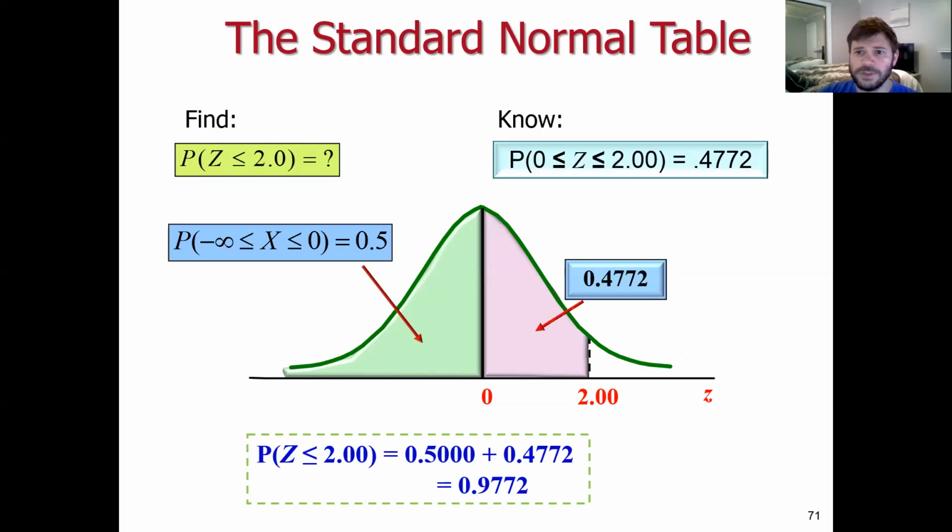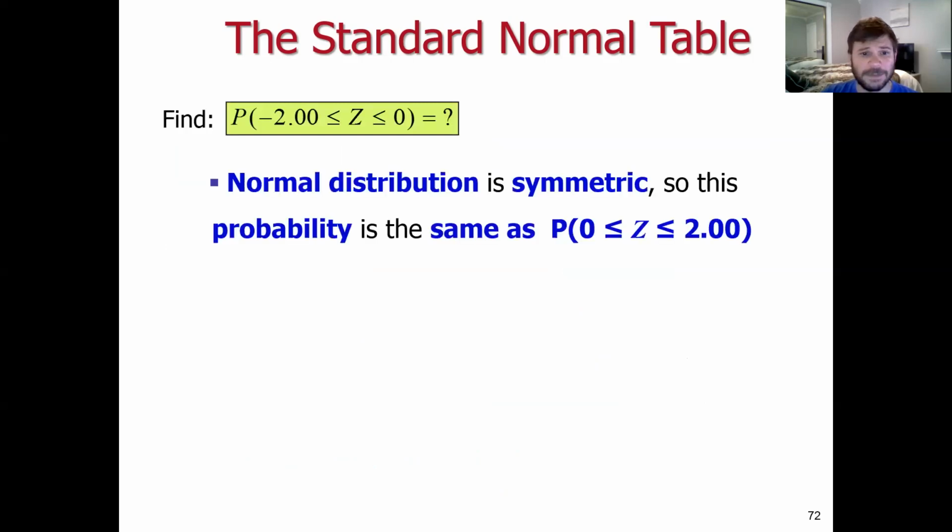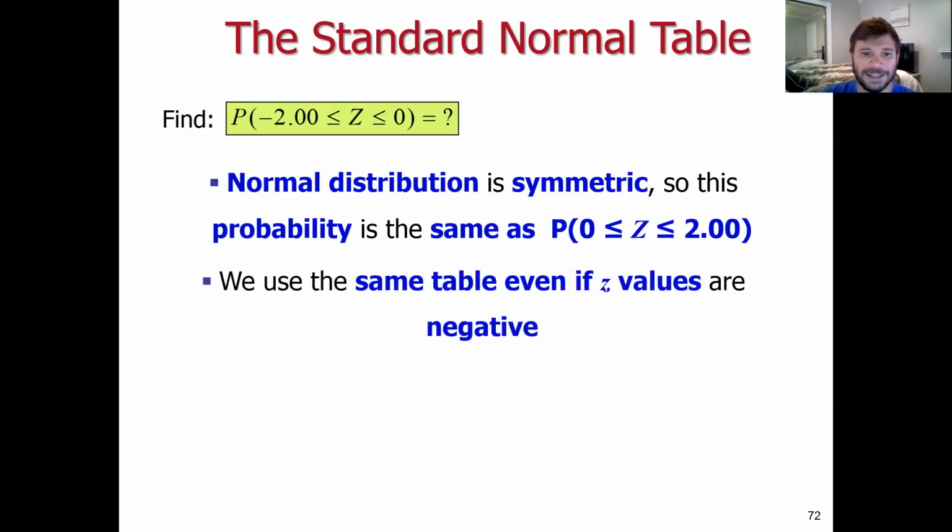Okay, now suppose we were asked to find the area between -2 and 0. Well, remember, if the bell-shaped curve is symmetric, then the probability that z is between -2 and 0 is going to be exactly the same as the probability that z was between 0 and +2. So we can use exactly the same one-sided table values, even if the z values fall on the negative side, the left side of 0 here.